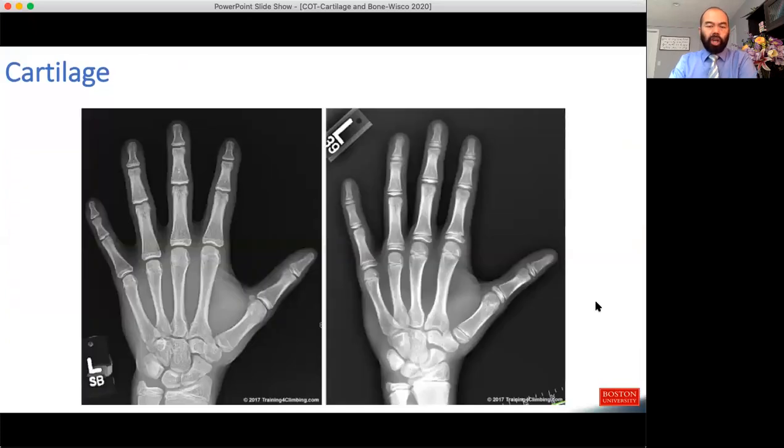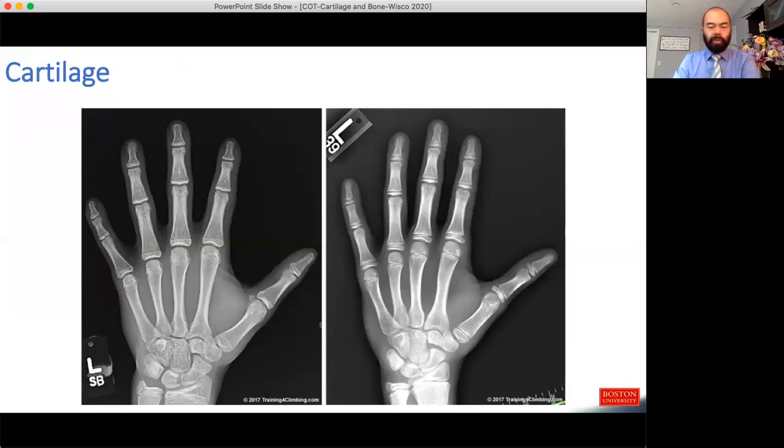So let's take a look at cartilage first. Now I have this x-ray of two hands from two different people that are in relatively the same orientation. The left image is an x-ray of the bones in the hand, and the right image is the same thing, but there's something very different about these two hands.